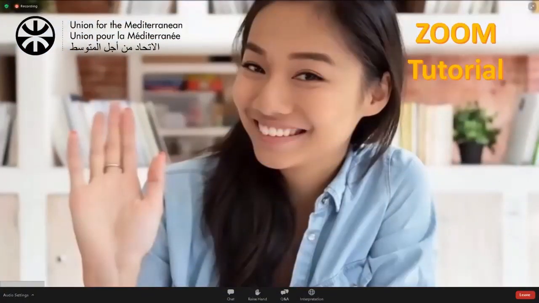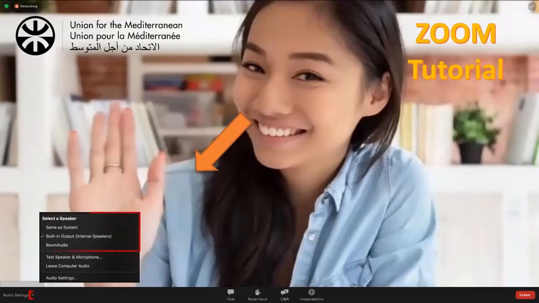First, let's check the audio settings. You can access them from this button or press this arrow to bring up a panel that will list all the audio outputs available on your device. You can also access the advanced audio settings from this button.